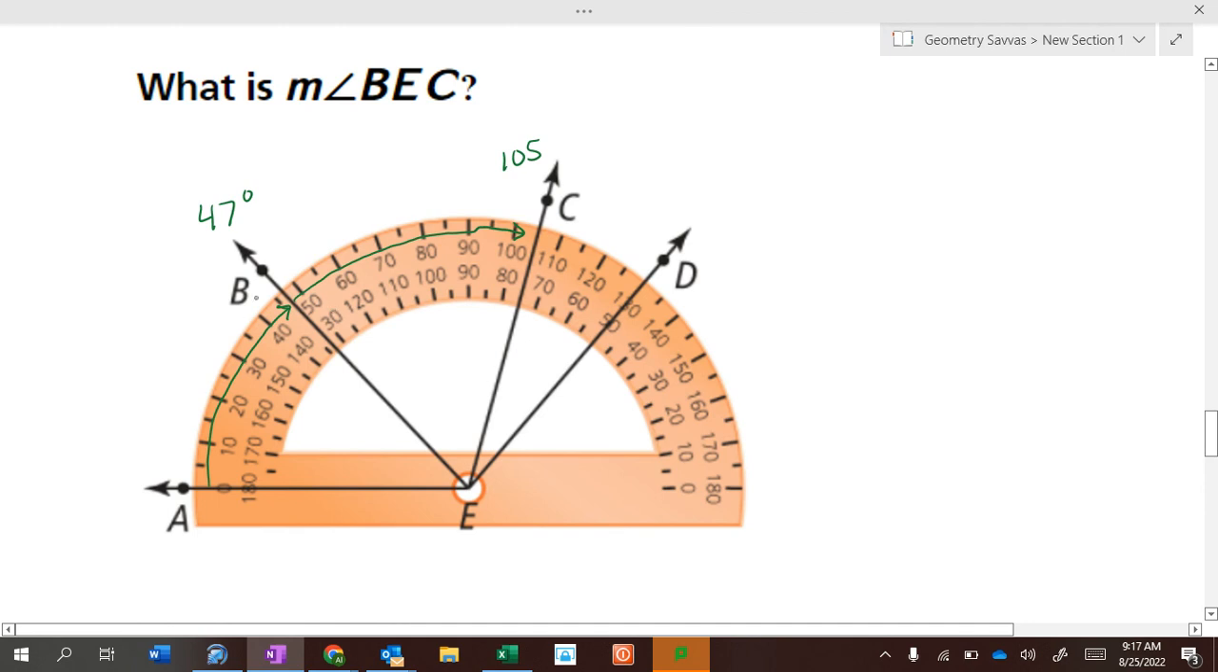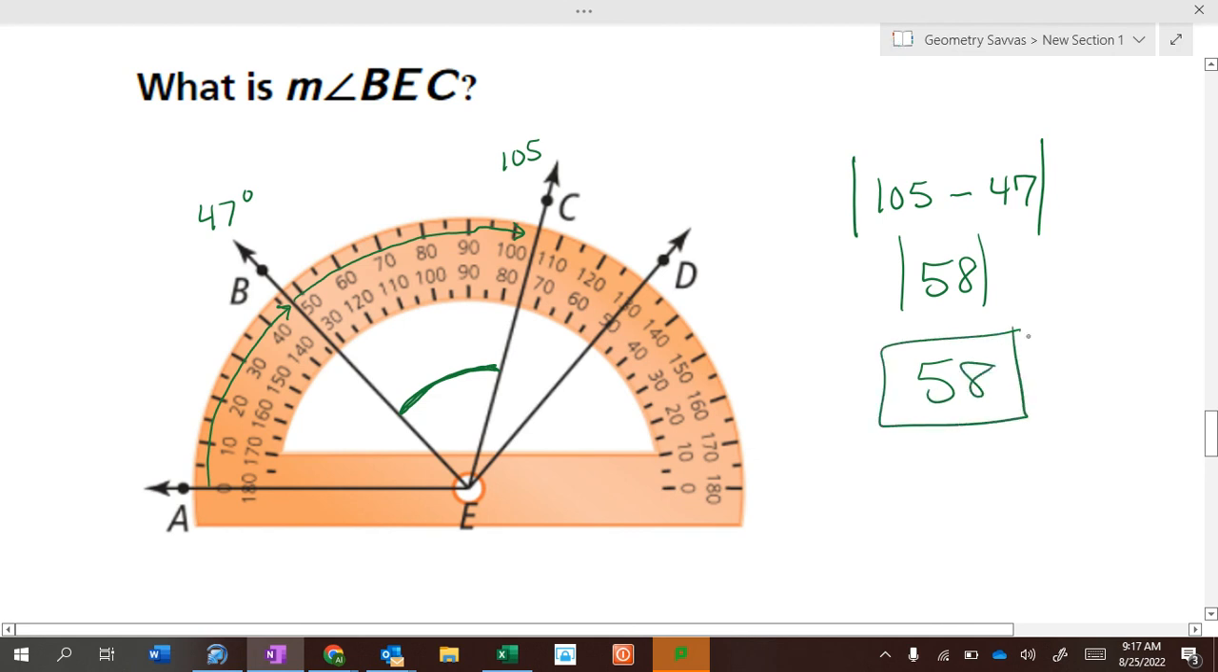So if B is at 47 and C is at 105, how do we figure out how big this angle is? It's the same as finding distance. Subtract their values, so take the absolute value of their difference, I should say. There we go. So take 105 minus 47. That's 58. And the absolute value of 58 is 58.